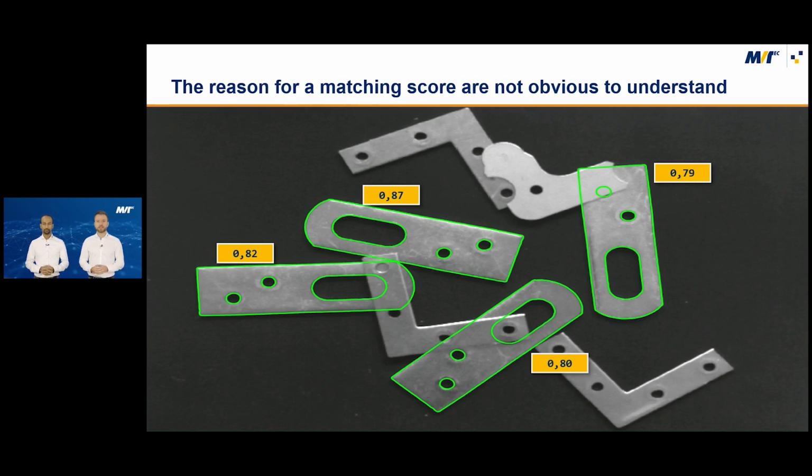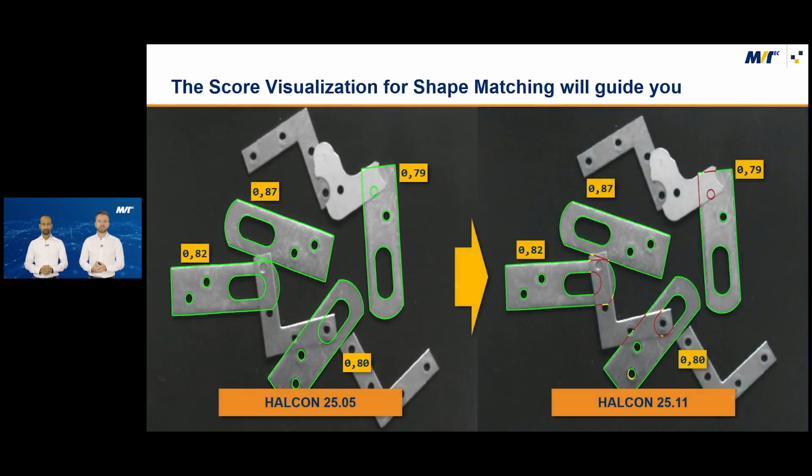So with HALCON 25.11, we are improving our usability here by offering a new feature called score visualization. It's something our customers have asked for quite a while, and now it's inside our product. You can now visualize which edges of a model could be found and which couldn't be found. As you can see here, we have in green the edges that could be found, in red edges with a really low score, and in yellow edges that are somewhere in between. It's really helpful, and it guides, for example, the end user that is later using the application.